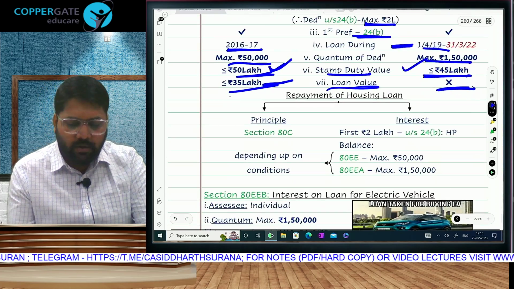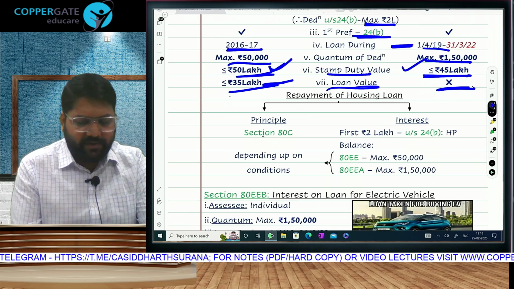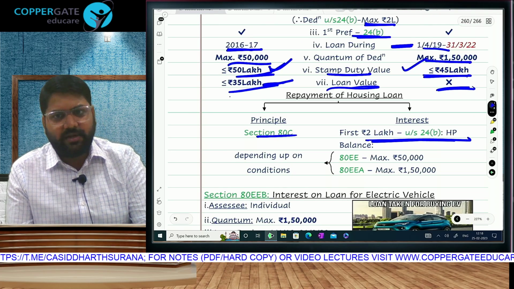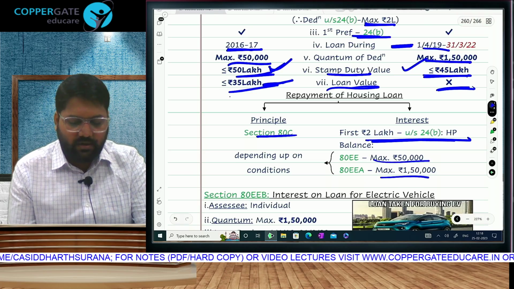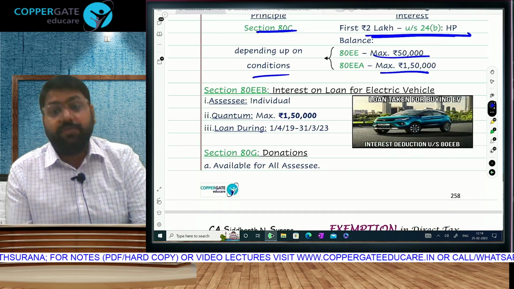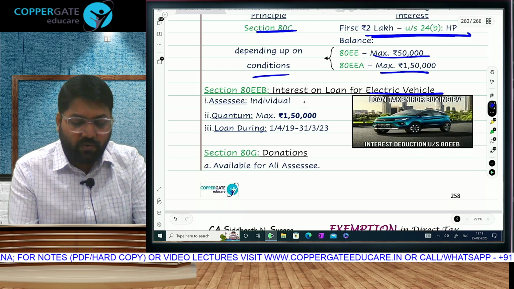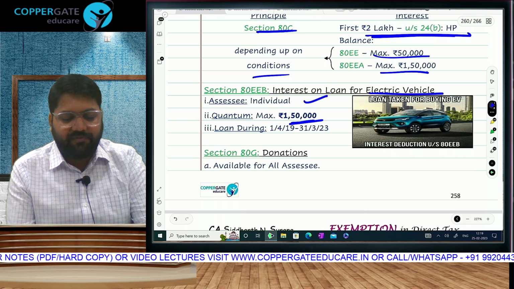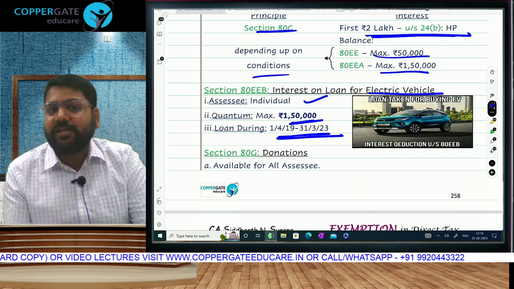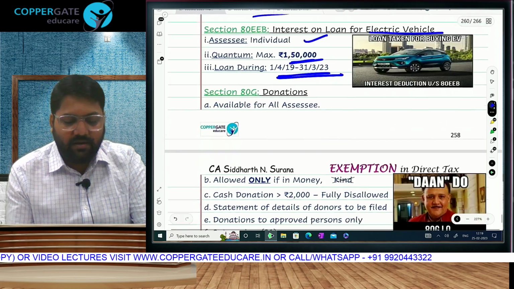Okay. Whenever you make repayment of home loan, principal ka deduction you get 80C mein. Interest ka first you have to take house property mein 2 lakh. Balance ka you can take year or year depending upon in which year your loan was taken. And any interest on the loan that you take for purchasing electric vehicle only for individual, maximum 1,50,000, and this loan can be taken during this period. Obviously whose interest ka any other chapter mein, like PGBP mein, you will not get deduction.